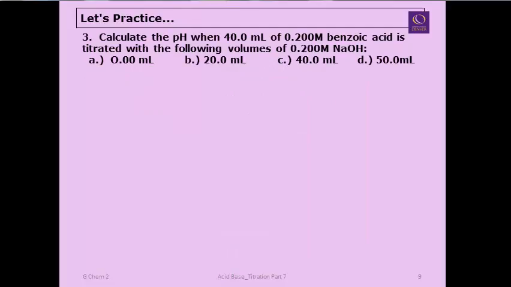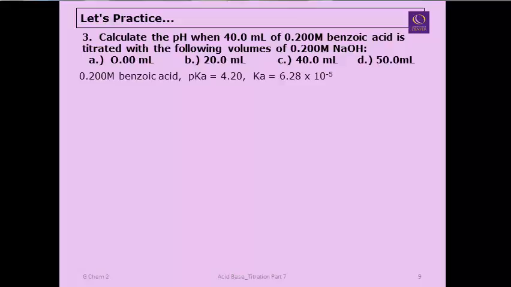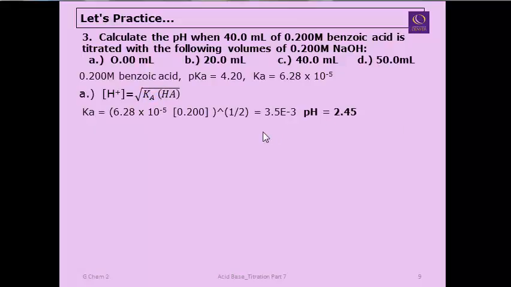All right, so here's the next scenario. Now I'm going to titrate a weak acid with the strong base. And I want to know what happens when I have the following volumes of sodium hydroxide. I look online, or I look on my Ka table and see that benzoic acid has a pKa of 4.2, which means it has a Ka of 6.28 times 10 to the minus 5th. First problem, at that point it's just a weak acid problem. Ka times HA, then square root. I get a pH of 2.45. All of this is set up correctly.